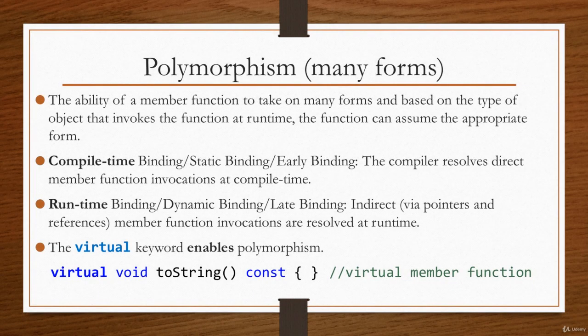Hey, so this lesson is all about polymorphism, which is the ability of a member function to take on many forms, and based on the type of object that invokes the function at runtime, the function can assume the appropriate form. There are two ways in which function invocations are resolved.